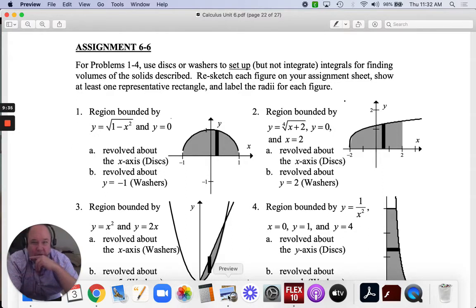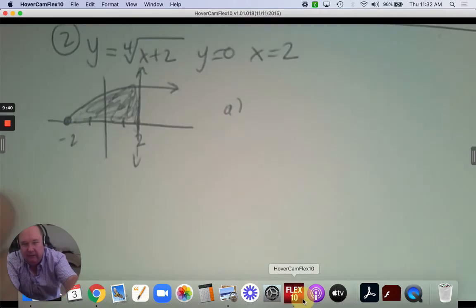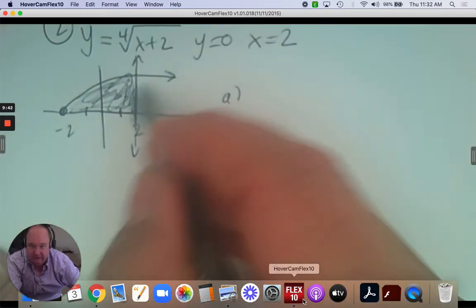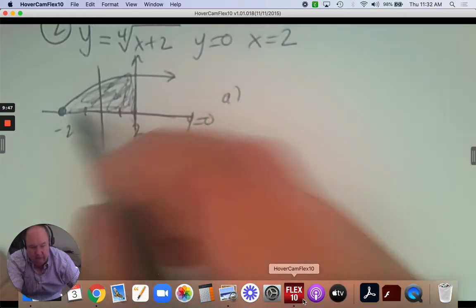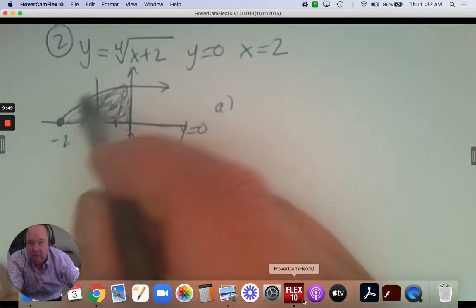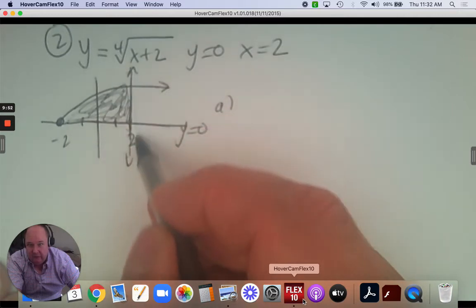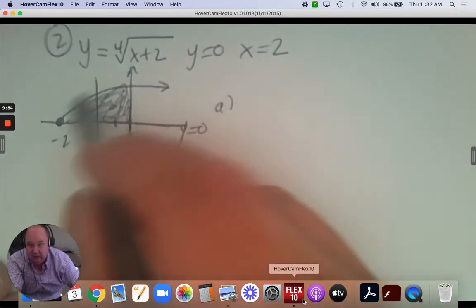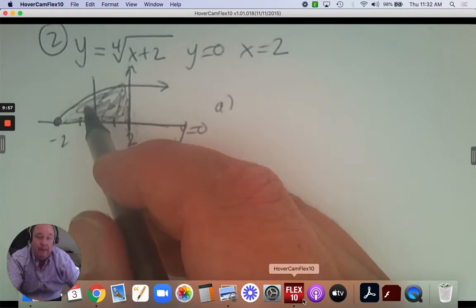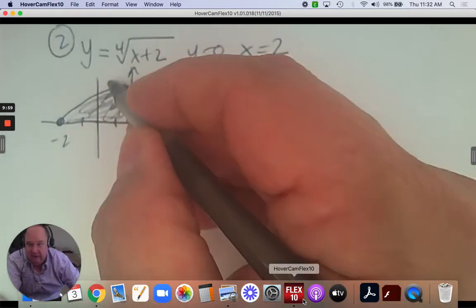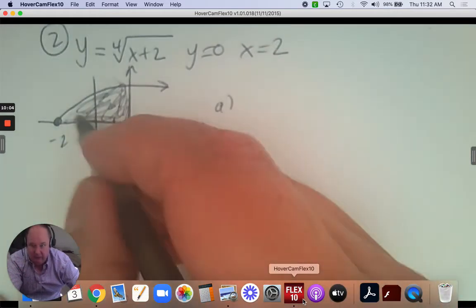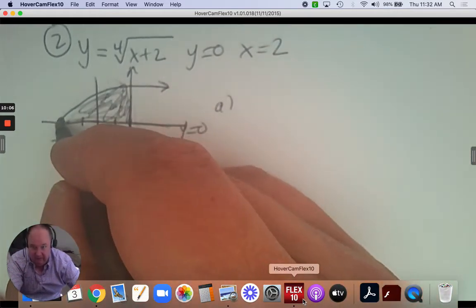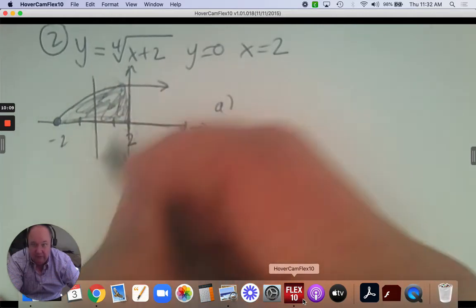It says to revolve it about the x-axis to begin with. So let's do that together. Draw the graph and x equals 2. This is y equals 0. What's the area trapped by all three sides? We're going to take this area and revolve it around the x-axis. The first thing I notice is this area is touching the x-axis all the way through, so that makes it a disk.